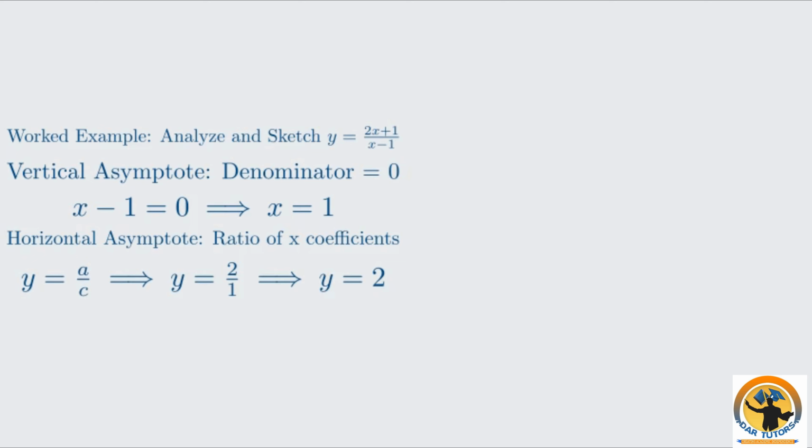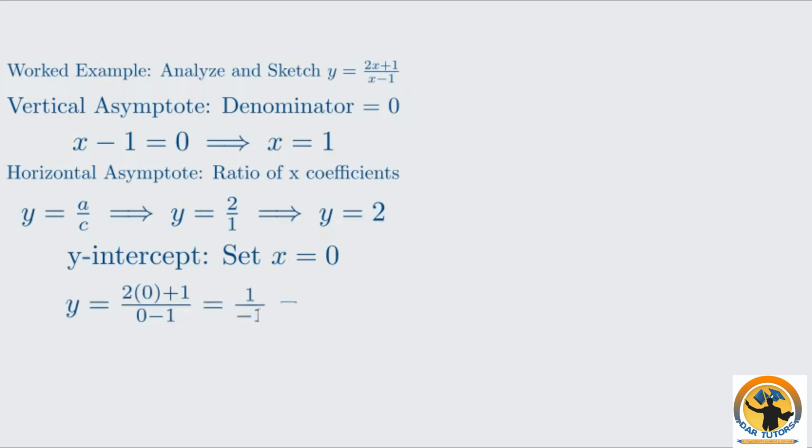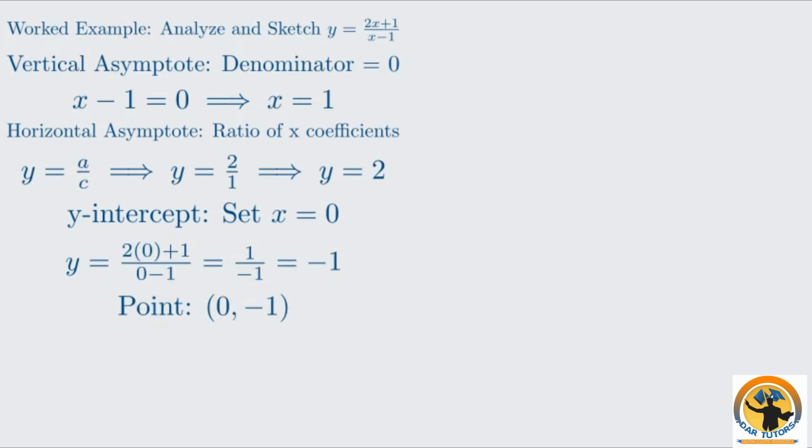Next, let's find the intercepts. The y-intercept is found by setting x to 0. When x is 0, y equals 2 times 0 plus 1, divided by 0 minus 1. This simplifies to 1 divided by negative 1, which is negative 1. The y-intercept is at the point (0, -1).